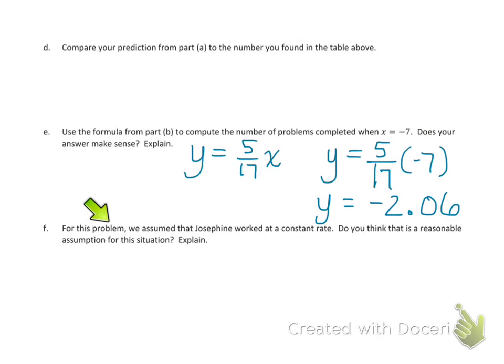Okay, part F. For this problem, we assumed that Josephine worked at a constant rate. Do you think that is a reasonable assumption for this situation? So you could write whatever you think here. Probably most of you have the experience that homework does not happen at a constant rate. Sometimes you can zip through 3 or 4 problems and then spend all your time on the last one or something like that. So probably not that reasonable. But of course it would depend on the type of problem that you're doing.